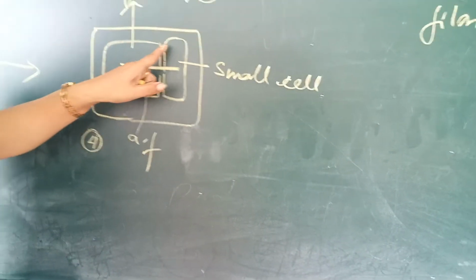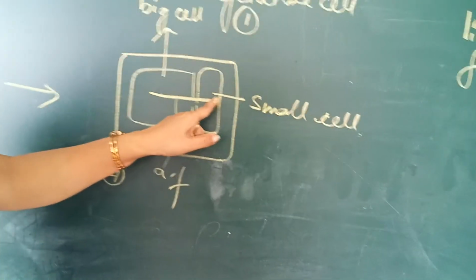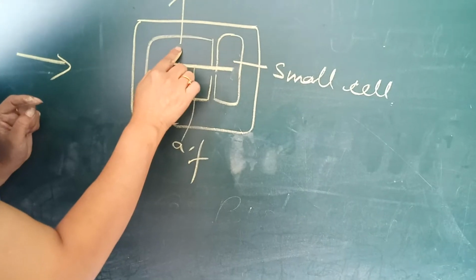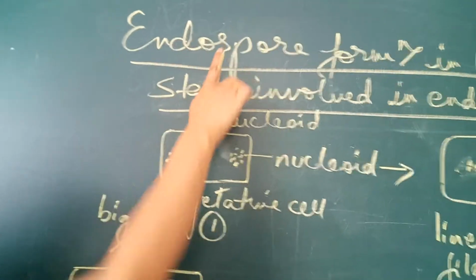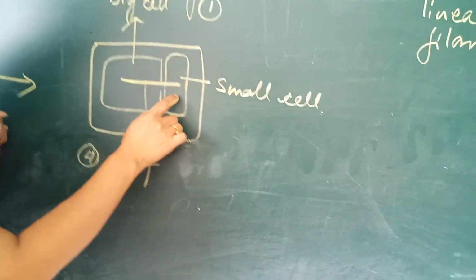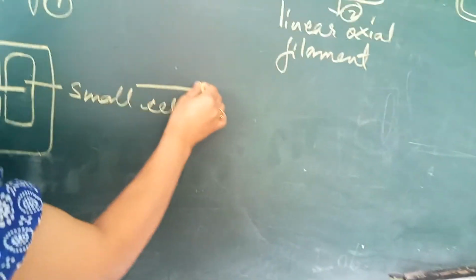Okay, septa formation is complete, giving rise to a big cell and a small cell. Alright, so in this step, what happened? The big cell will not take part in the formation of endospore. It is the small cell that will take part in the formation of endospore. So what will happen?